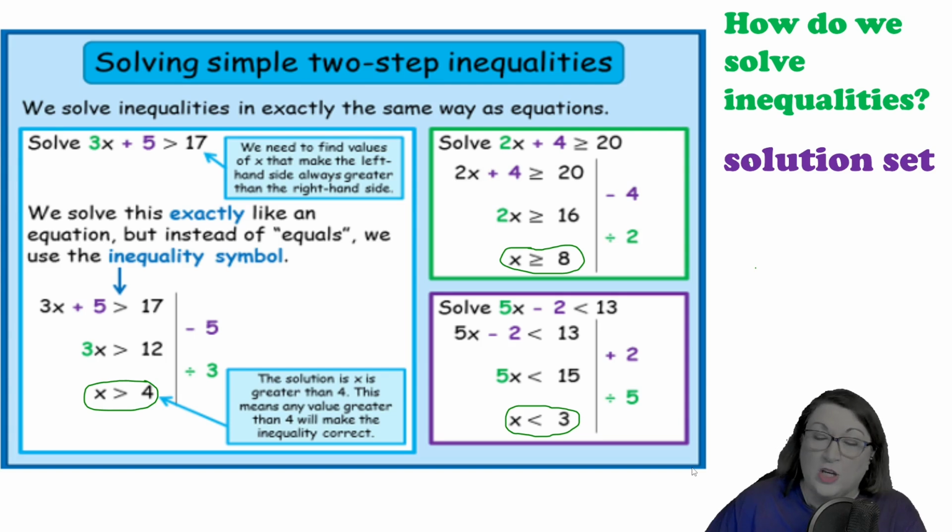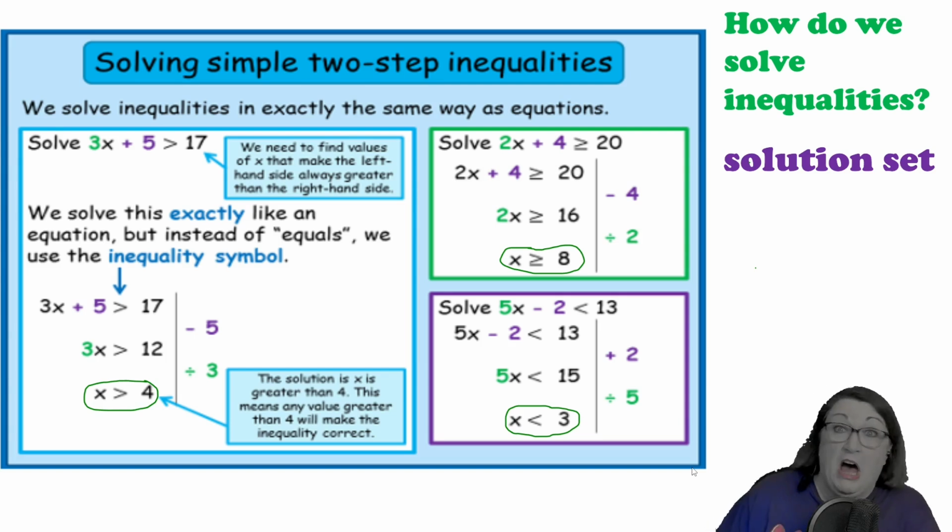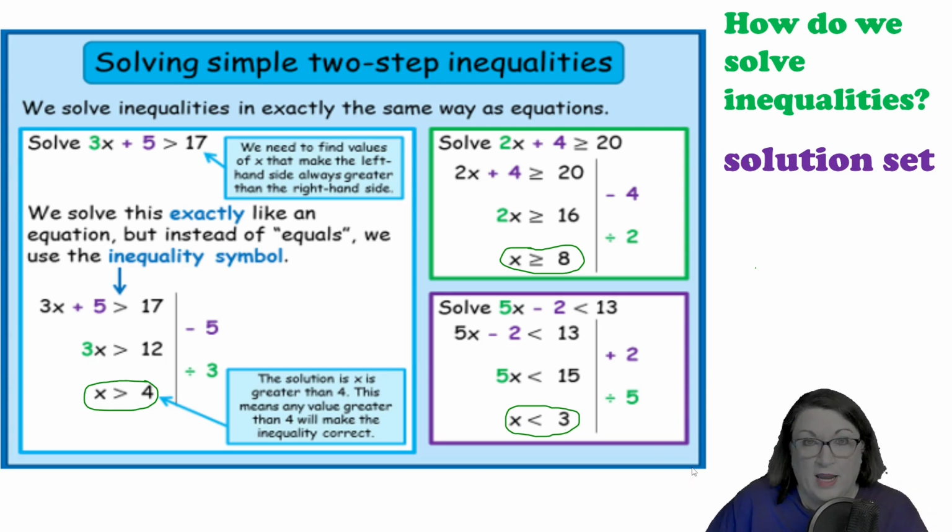So it could be 2, it could be 1, it could be 0, it could be -5. As long as it's less than 3, it's fine. And it does not include 3. When it's just less than 3, that means it doesn't include 3. Just like on this one, when it's greater than 4, that means it doesn't include 4. It's every number greater than 4.